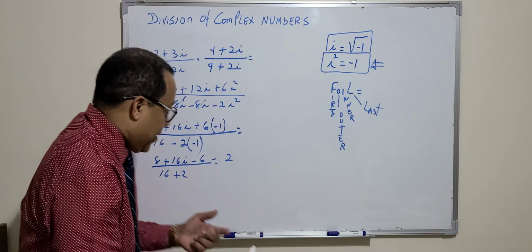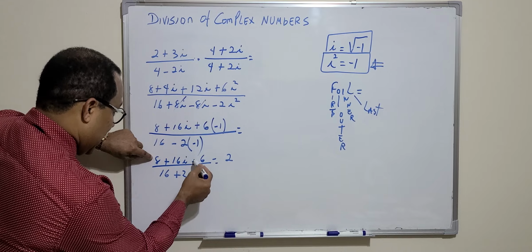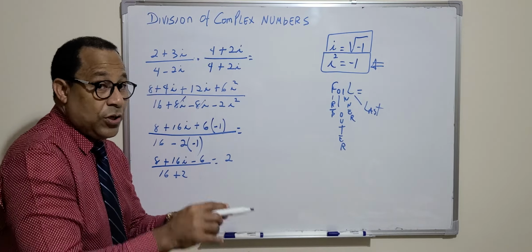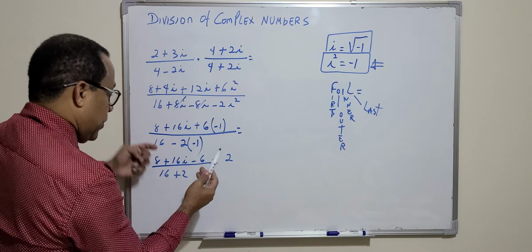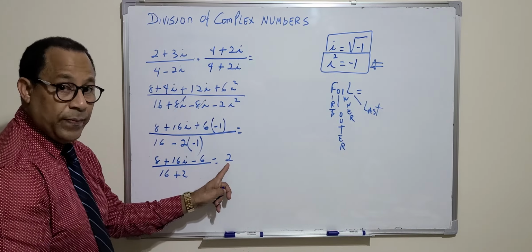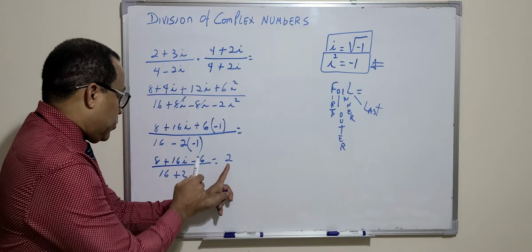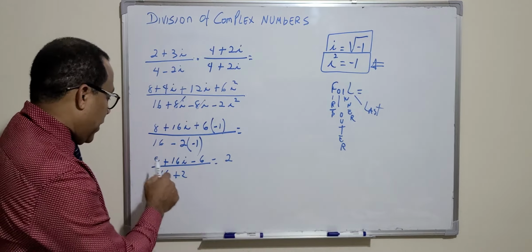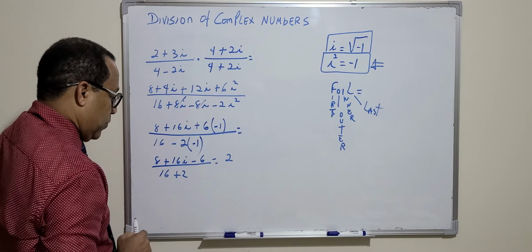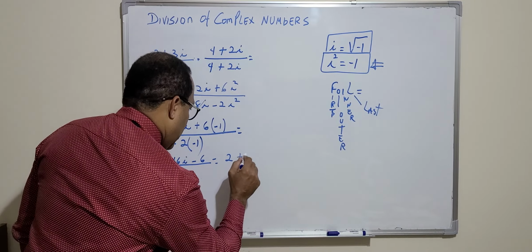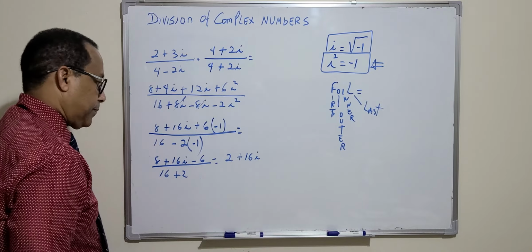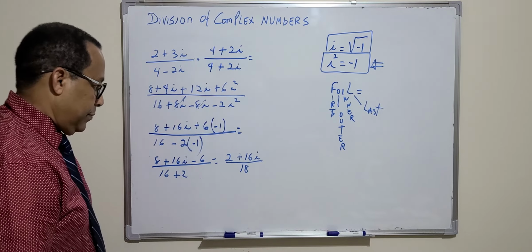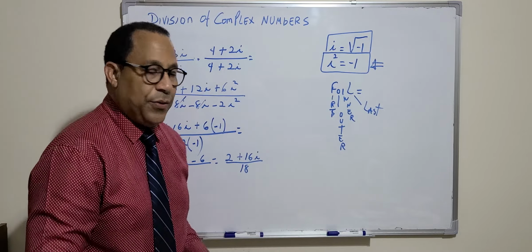Positive, because the rule says when the signs, positive and negative, are different, for addition and subtraction, we subtract the numbers, which is 2, and we copy the sign of the greatest. Which one is greater, 8 or 6? 8 is greater than 6. What's the sign for 8? Positive. So it's positive 2. And bring down the plus 16i over 18. And this is the result of this.